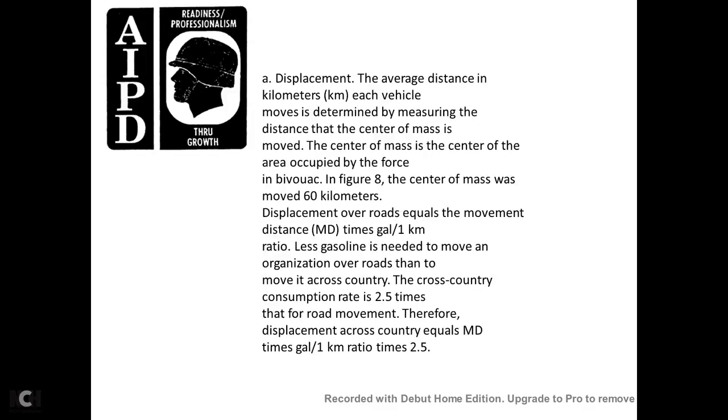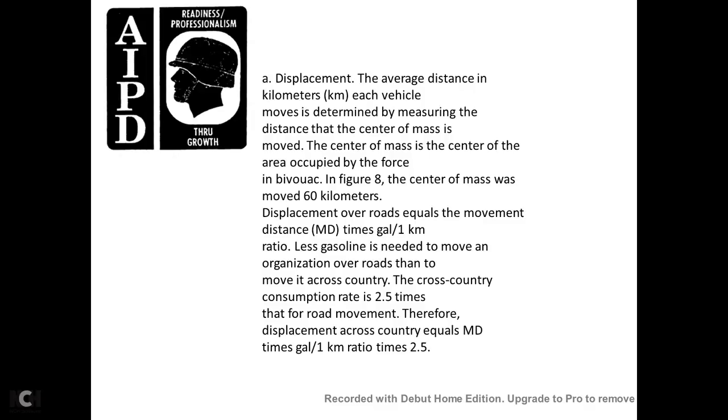A. Displacement. The average distance in kilometers each of the vehicles must be moved is determined by measuring the distance as the center of mass is moved. The center of mass is the center of the area occupied by the forces. In figure 8, the center of mass moved 60 kilometers. Displacement over the roads equals the movement distance (MD) times the gallons per 1 kilometer ratio. Less gallons are needed to move the organization over the roads than to move it across the country.